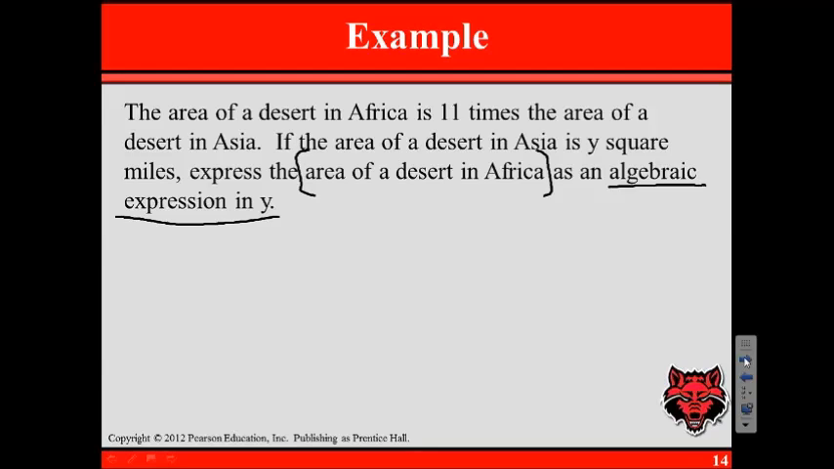So let's go back through the problem and find the important pieces of information. We are told that the desert in Africa is 11 times the area of the desert in Asia, and that the area of a desert in Asia is y. So the area of a desert in Africa is 11 times y, or just 11y.